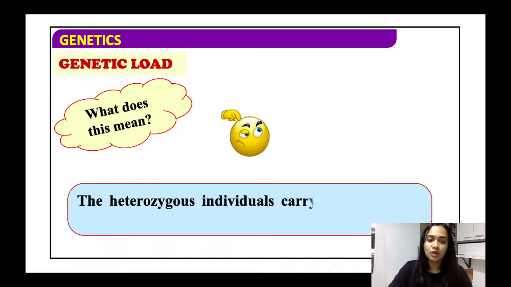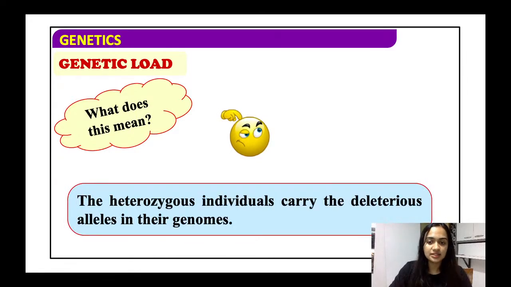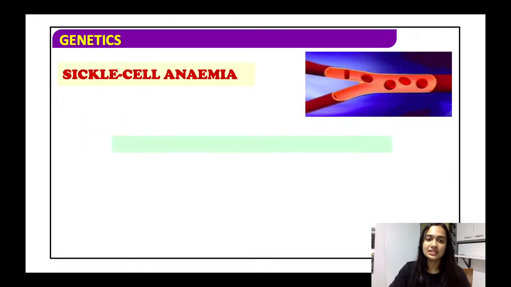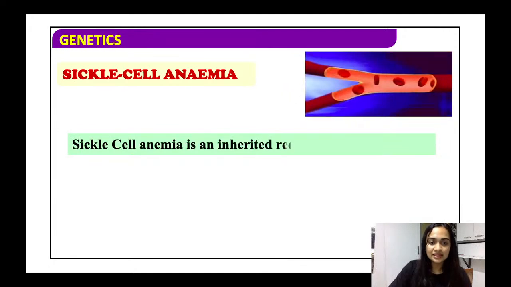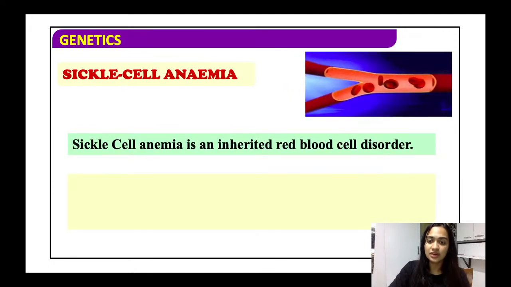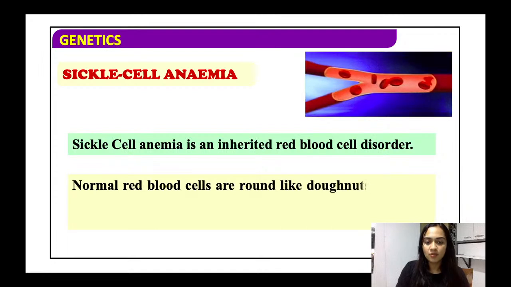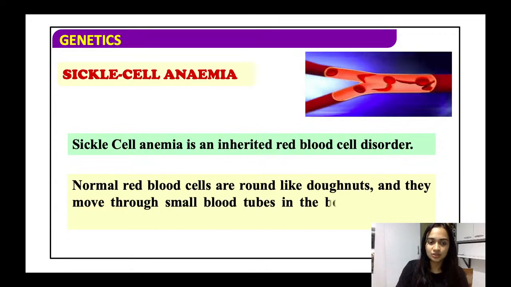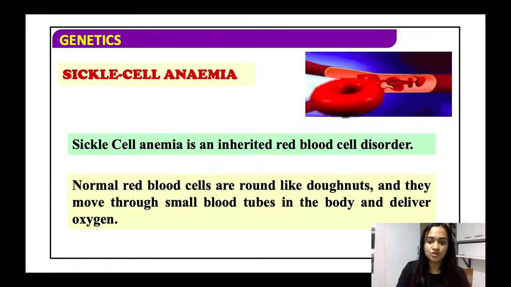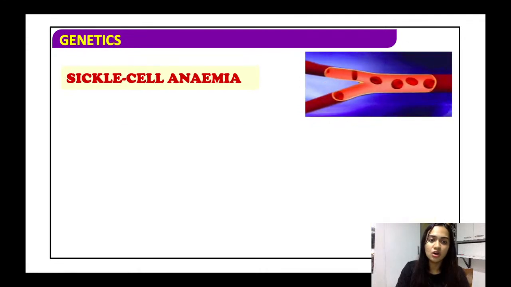Now, genetic load. What does this mean? The heterozygous individual carries the deleterious alleles in their genome. Deleterious allele, that means two different types. Sickle cell anemia is an inherited red blood cell disorder. Normal red blood cells are round like donuts. They move throughout the small tubes in the body and deliver oxygen.